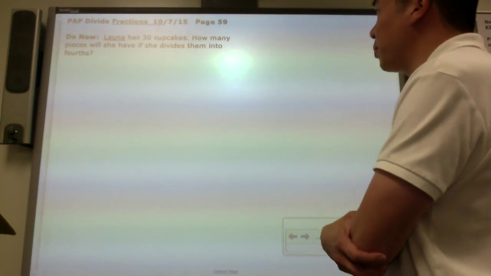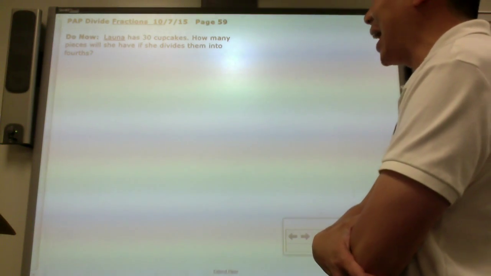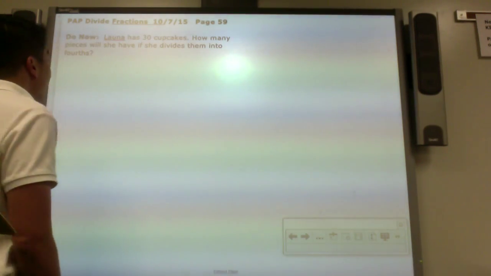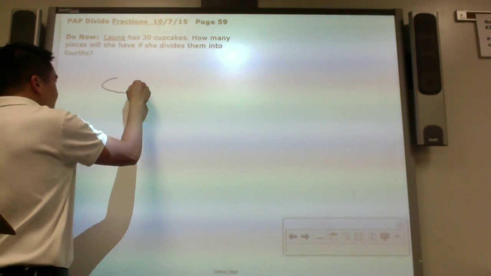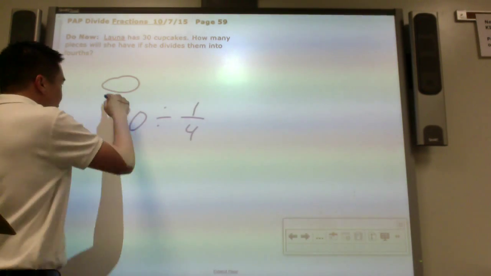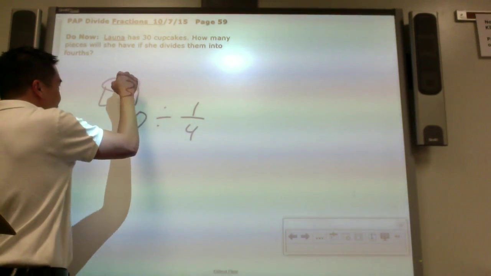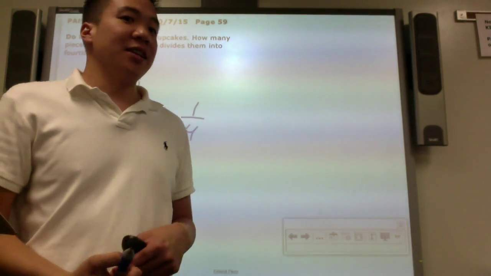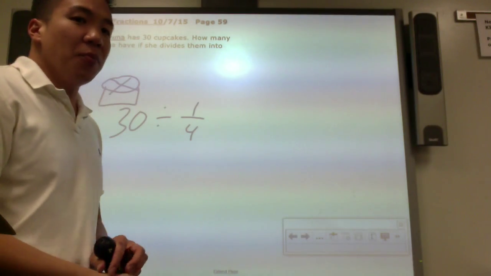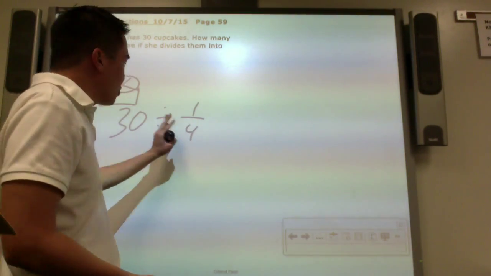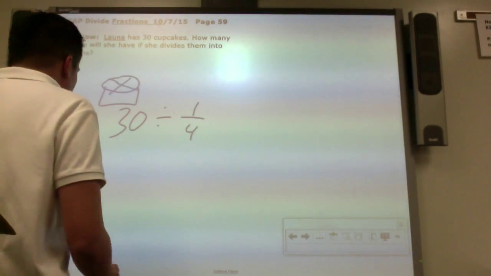Laura has 30 cupcakes. How many pieces will she have if she divides them into fourths? So she has 30 cupcakes, and she wants to divide them into fourths. So here's a cupcake. She wants to cut it up into fourths. I could draw 30 cupcakes and divide them into four, but there must be a faster way. So it's asking how many fourths are there in 30?